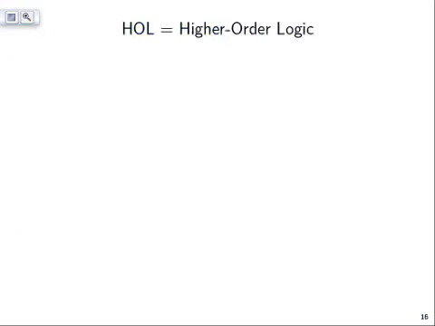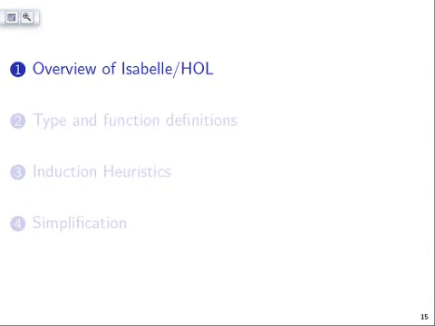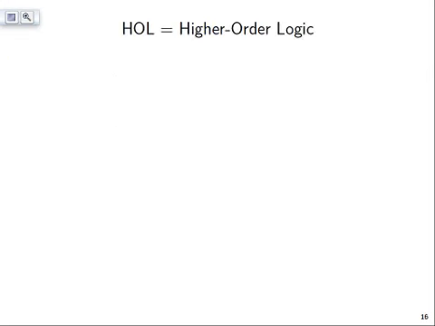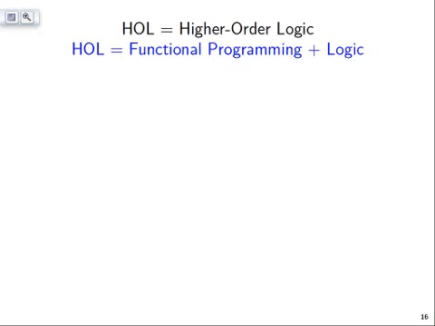So what is HOL? Isabelle HOL. Isabelle is sort of the mother system, which is a generic system that's not specialized to a particular logic, but Isabelle HOL is the specialization to a particular logic, and that's the logic that we'll always be working in. And HOL stands for higher order logic, and you can just say, what is higher order logic? It's functional programming plus logic.